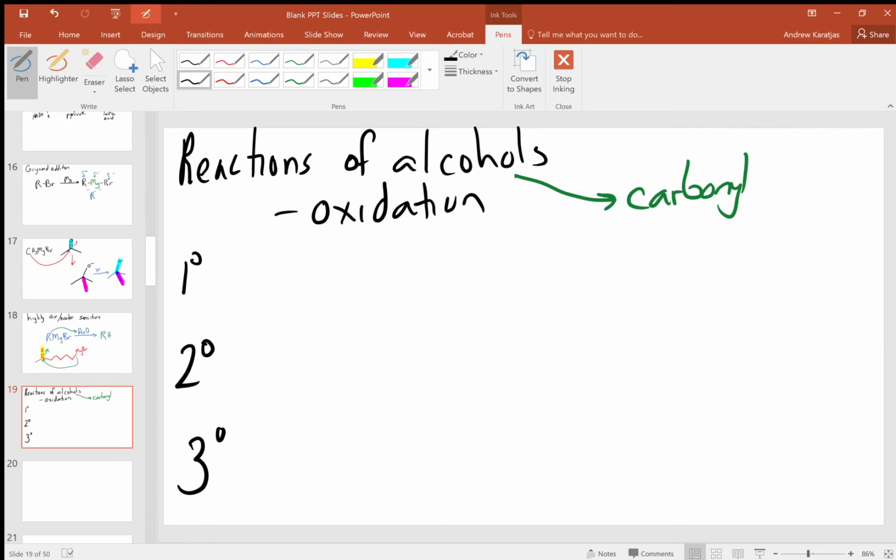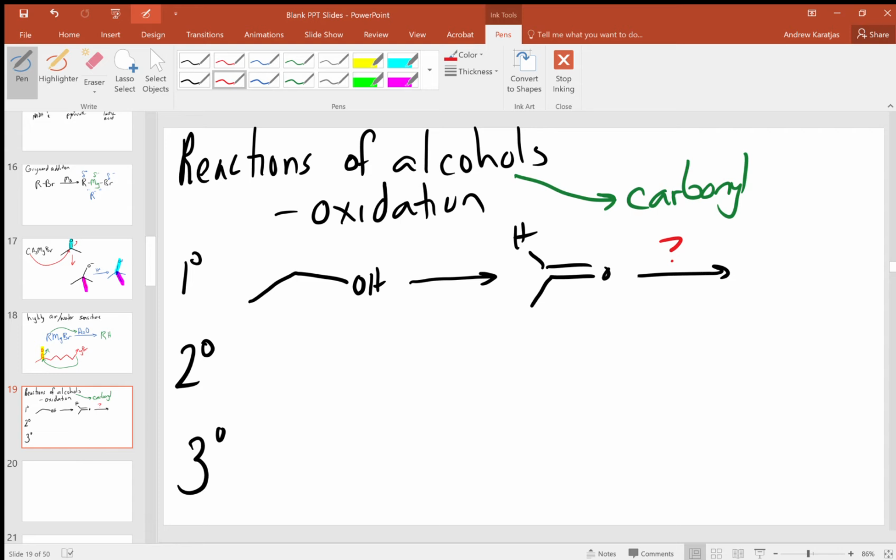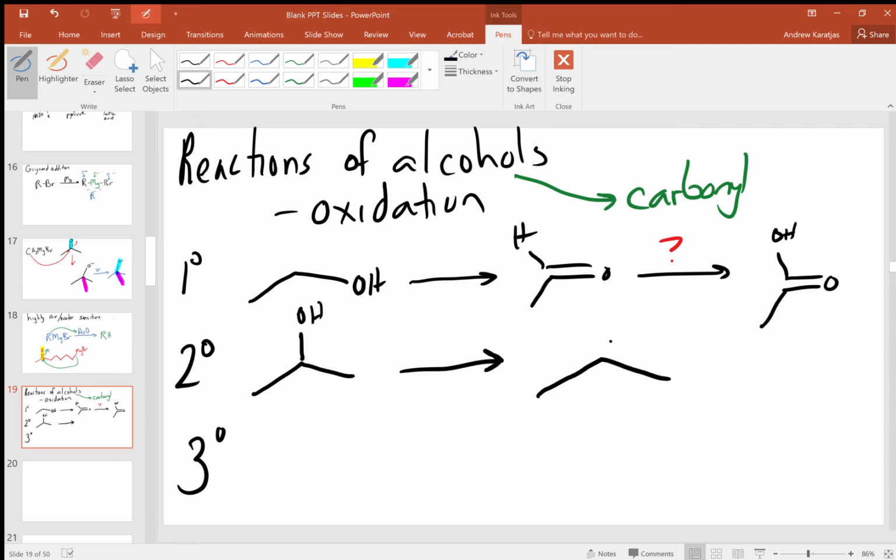So if we start with a primary alcohol, it first gets converted to the aldehyde, and then depending on the reagent we use, and we'll talk about examples of both later on, sometimes that reaction will stop at the aldehyde, and sometimes it'll continue on, and we form a carboxylic acid as the product. When we start with a secondary alcohol, secondary alcohols get oxidized to form ketones.